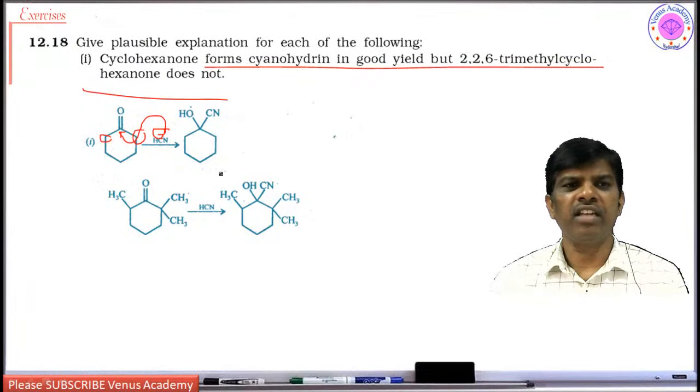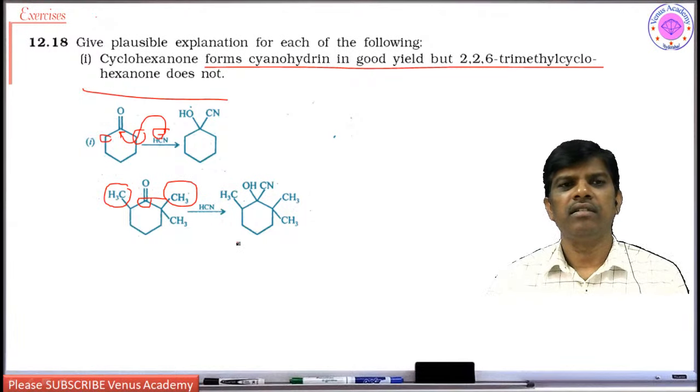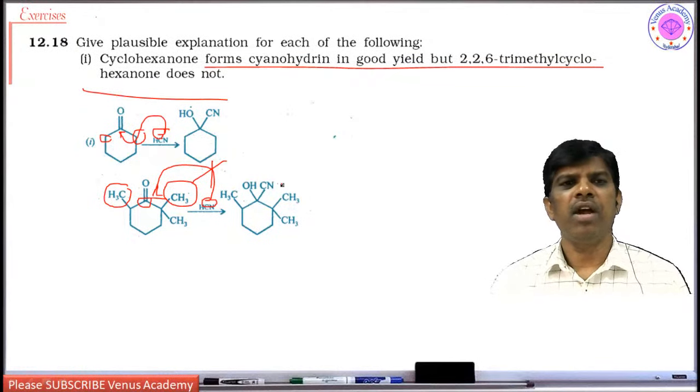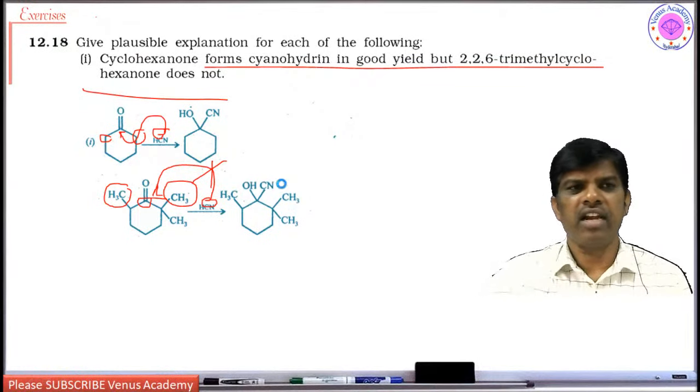2,2,6-trimethylcyclohexanone does not. Because of these methyl groups, this carbonyl carbon is hindered. So the approach of the nucleophile onto this carbon, with this much bulk, is not going to take place. However, if you want to force it, yes, it can, but it requires harsh reaction conditions.